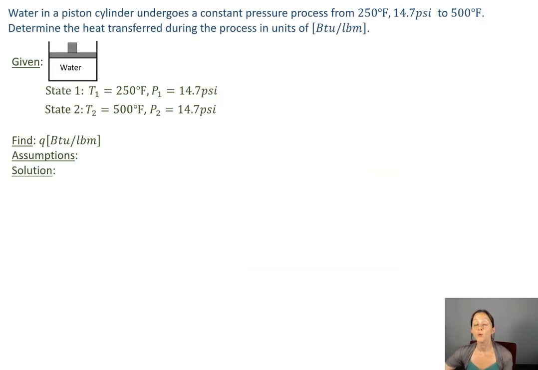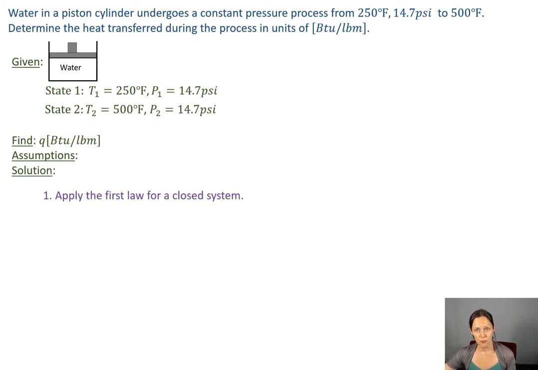So let's work a problem. We've got water in a piston cylinder. It undergoes a constant pressure process from 250 degrees Fahrenheit, 14.7 psi, to 500 degrees Fahrenheit. And we want to know the heat transfer that takes place on a per mass basis. So I've written my given, my find. I'll throw some assumptions on there in just a second. And what you may notice is that this problem probably looks really familiar, and it's because we've solved it before. We solved it in the segment that discussed the first law of thermodynamics and how energy could be transferred in the form of work. So we solved it one way, and now we're going to solve it a slightly different way, just taking advantage of that enthalpy definition.